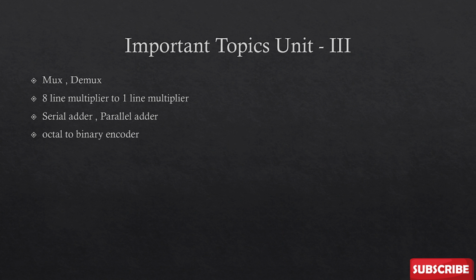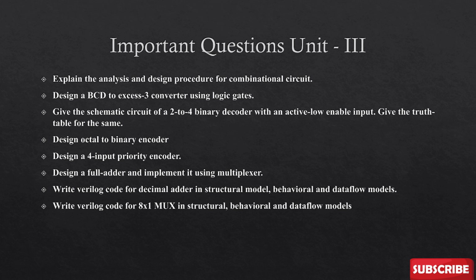Again, important topics in unit 3 would be mux, demux. Mux is a multiplexer, demux is a demultiplexer, and 8 line multiplexer to 1 line multiplexer. Another important topic is serial adder, parallel adder, and also octal to binary encoder. So we have encoders, multiplexers, adders here. Basically one is multiplexing, one is adding, one is encoding. So you need to be perfect with these. These are the important topics for unit 3.